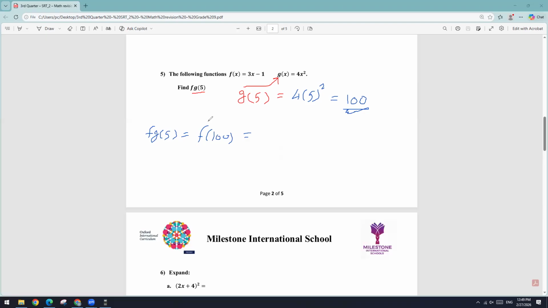Now, what does that mean, f(100)? Go to the function that is called f. Instead of x, put 100. So we have 3, instead of x we put 100. Close it, minus 1. So 3 times 100, 300, minus 1, it's 299.